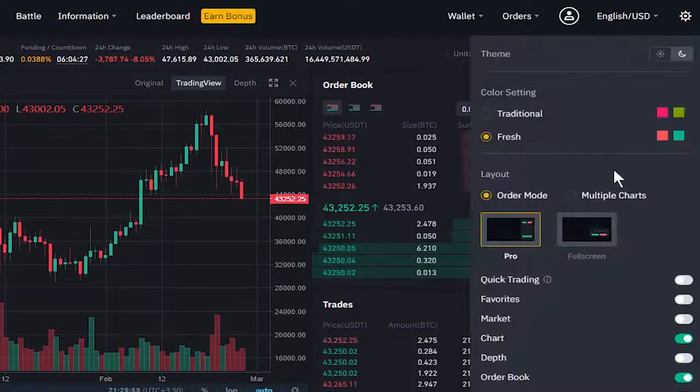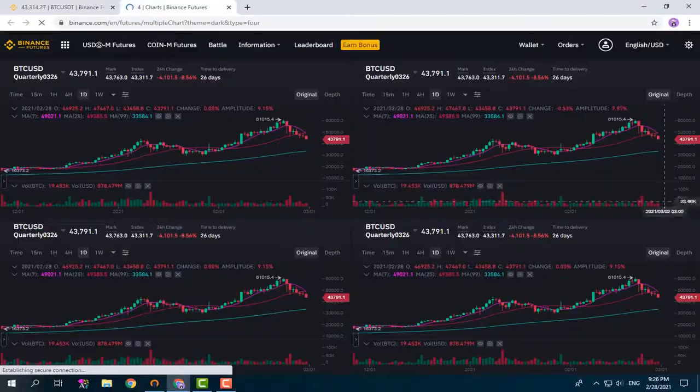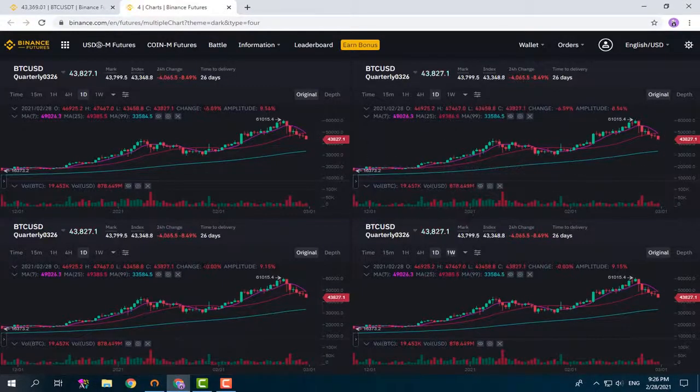Here we have another option, which is multiple charts. And by the help of this, we can have different charts on the screen. For example, let's select 4 charts and here we go, 4 charts on the screen, and you can analyze the price chart of 4 different coins at the same time. This can be useful for trading when you need to monitor different coins.